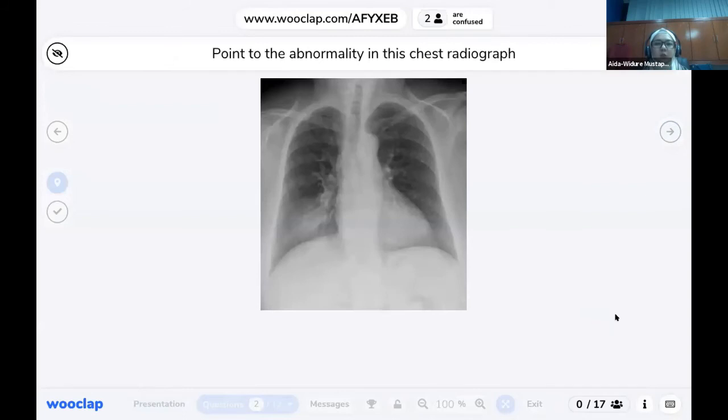Okay, this is a chest radiograph. Where do you think the abnormality is? Just point on the chest radiograph. Okay, I've got 3 responses. Very good. Any more? Gotten 5 answers. Good. So this is very quick and easy.